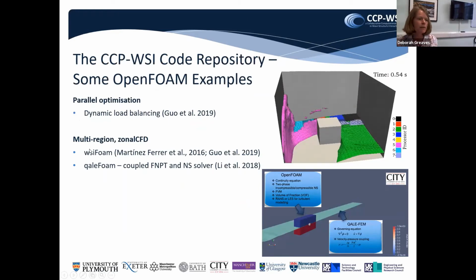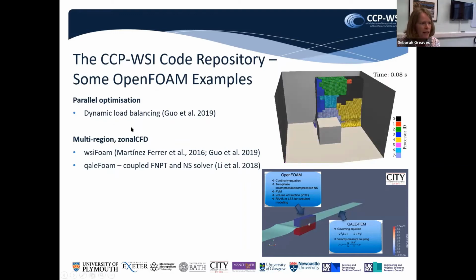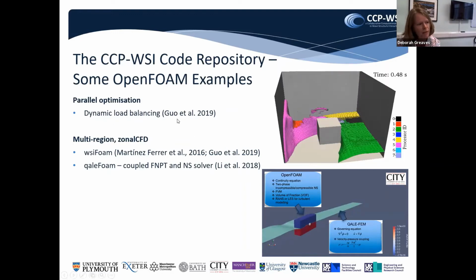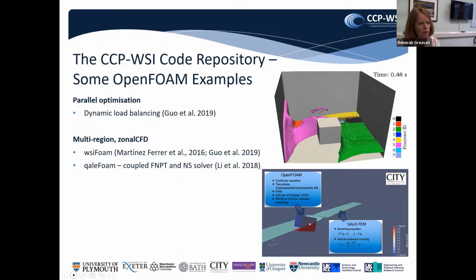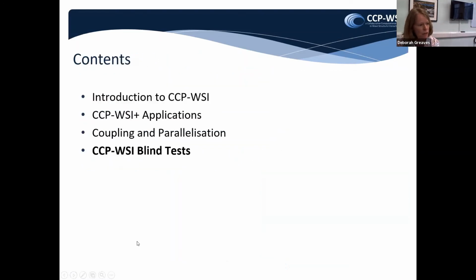Okay, and there are some examples of these codes available already within the CCP code repository. This dynamic load balancing example that Xiaohu has developed is an example of parallel optimization, and then there's also some multi-region zonal CFD methods that are available through the repository, and we'd like to see that repository grow over this period of the CCP and to have more coupled codes in there that are contributed from the community.